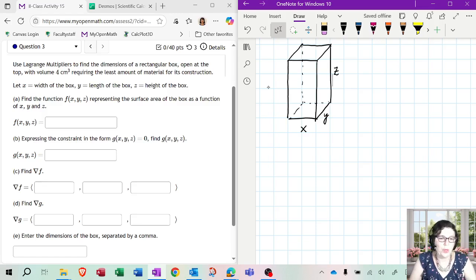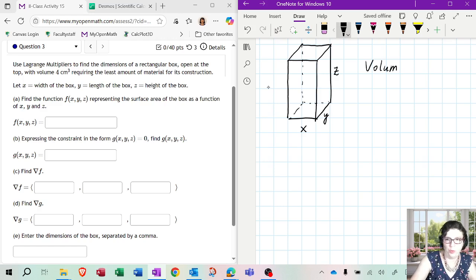In this video, we're going to use the method of Lagrange multipliers to find the dimensions of a box open at the top, where the volume of the box has to be 4 cubic centimeters, and it requires the least amount of material for its construction.